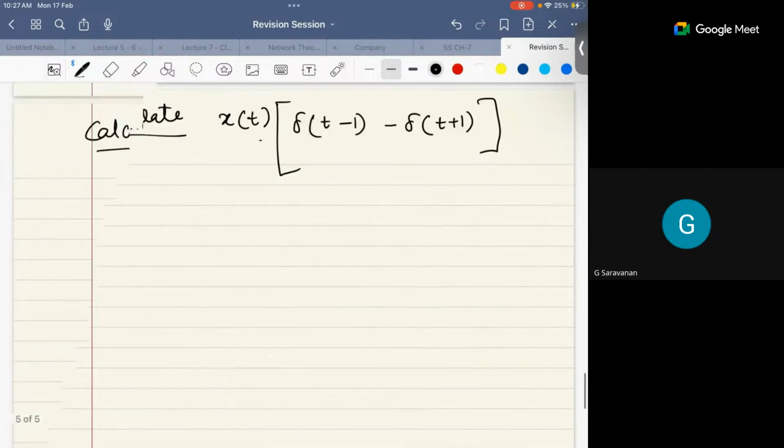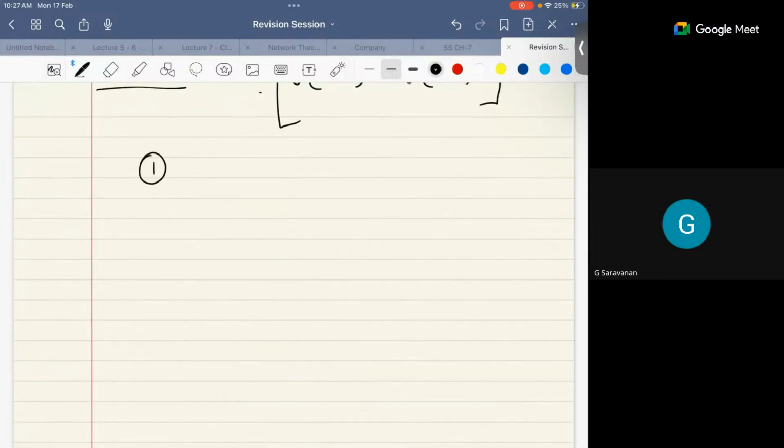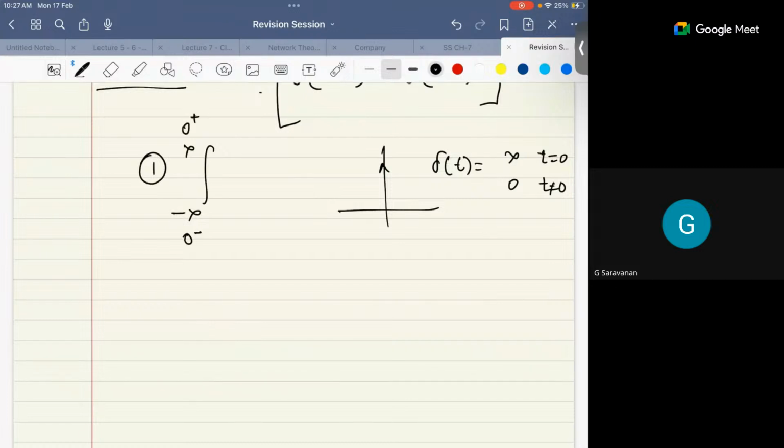For this type of questions, there are some properties for delta. The first property is, you must be knowing how to write the delta mathematically. The delta function is infinite at t equals 0, and at t not equal to 0, it is 0. This is how you write it mathematically. But you already know that if you are integrating it from minus infinity to infinity, or 0 minus to 0 plus also, where the delta is defined, and you are doing delta t dt, it is basically 1.